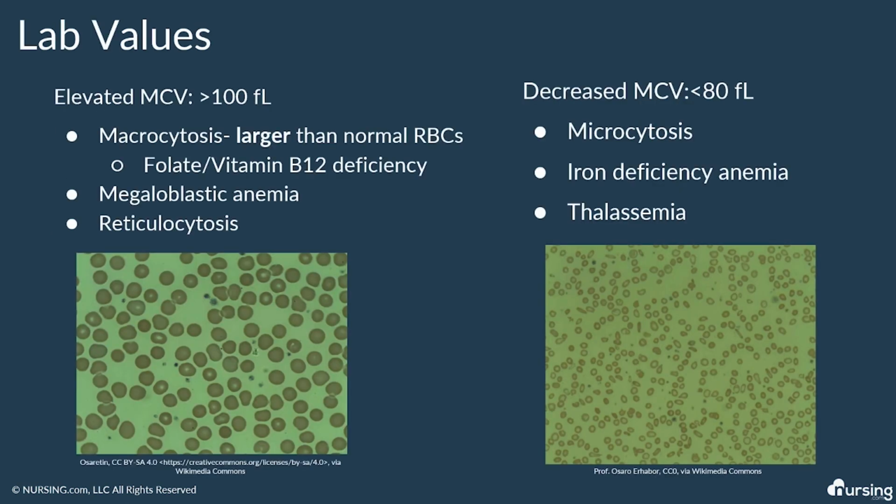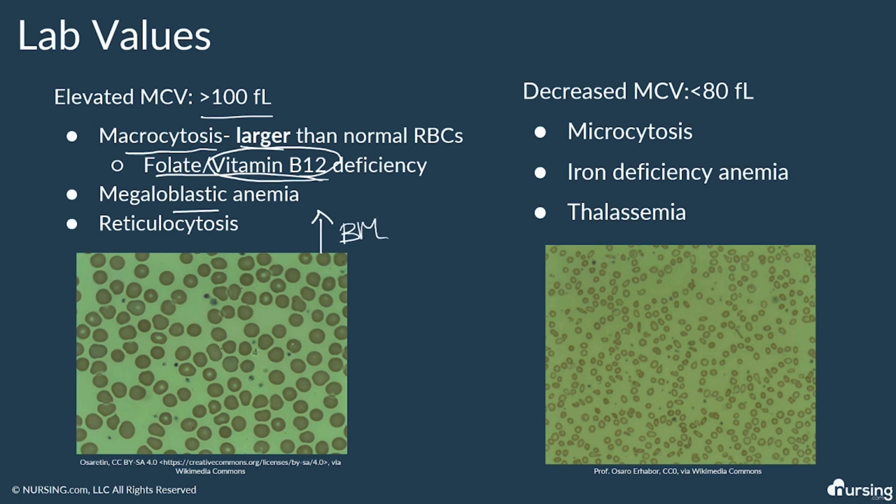When lab values are increased, that means that they're above 100 femtoliters. That indicates that there's macrocytosis going on, or the red blood cells are larger than normal. And that is a folate or vitamin B12 deficiency. We know that the vitamin B12 deficiency is our pernicious anemia, right? It could also be that the red blood cells are huge, megaloblastic anemia. It could also be in the case of an elevation in reticulocytes or young red blood cells. And this is just a sign that there's an unusually rapid request from the bone marrow to produce red blood cells.